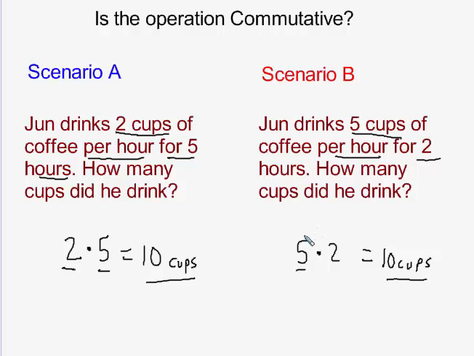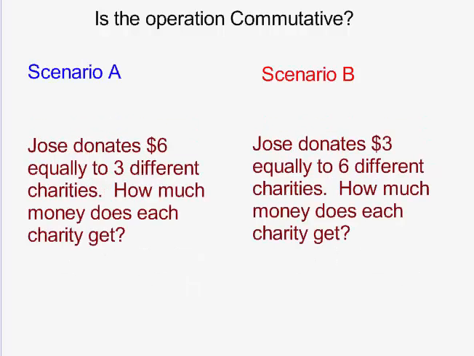What it means for an operation to be commutative is if you were to leave the operation the same, for example, this one's multiplication and this one is multiplication, but you changed the order in which you are multiplying the two numbers, say instead of 2 times 5, we do 5 times 2, if you get the same answer like we did, 10 cups and 10 cups, this is because the operation is commutative. Let's look at another example.